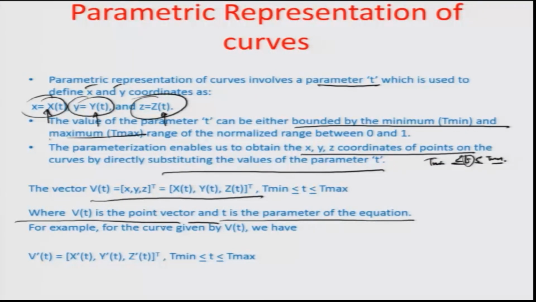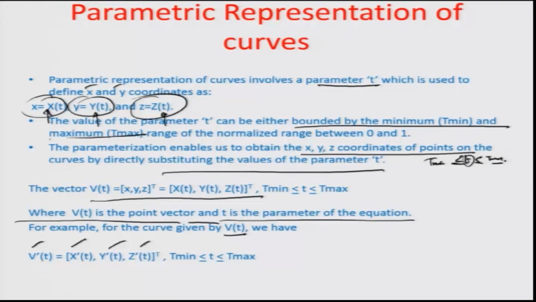Representation in this t is the sort of parametric equation where t is the parameter, and the curve V(t) is defined in a manner so that V'(t) becomes equal to exactly [x'(t), y'(t), z'(t)] transpose, again t varying between the same upper and lower bound limits.